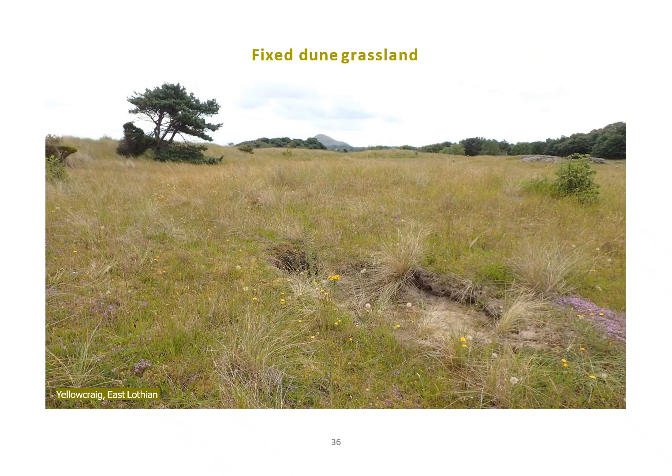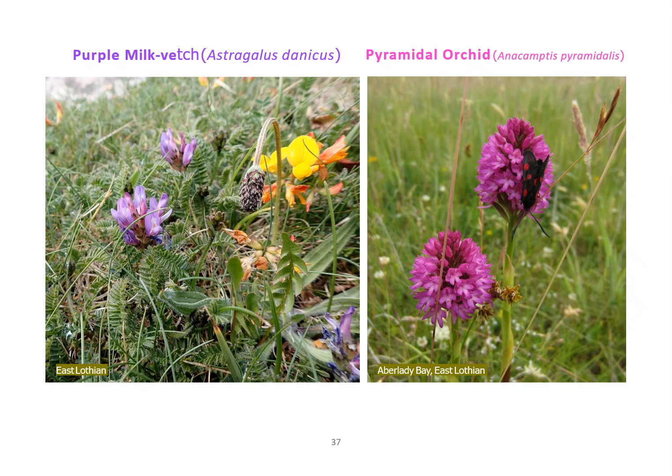Where it's a more fixed dune, we could call it, a little bit more stable, although you can see there's a bit of erosion happening there, but for the most part it's a bit more stable. So you often get a richer mix of plants, a kind of thicker sward with lots of little herbs and things, including some that are a bit more southern in their distributions in Britain, like purple milkvetch and the pyramidal orchid. Yellowcraig is a special site for it, because it's really rare in Scotland, that orchid.